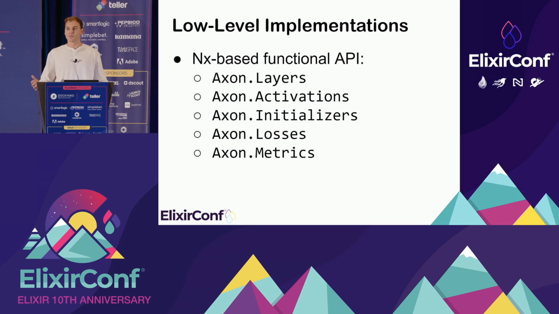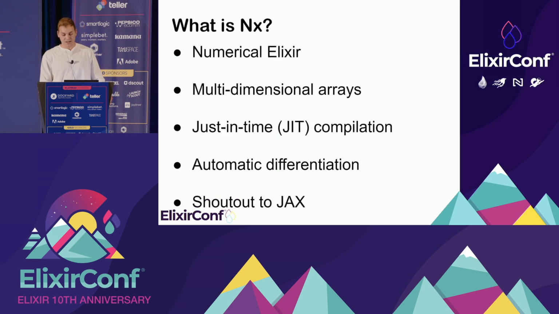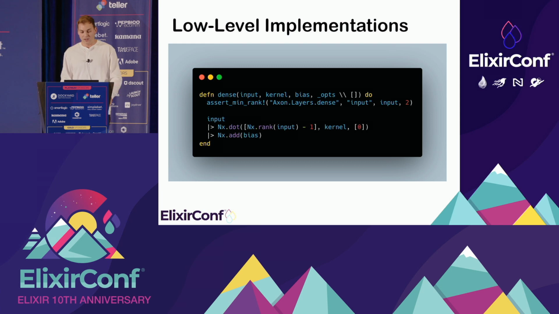If you're familiar with a framework like PyTorch and TensorFlow, they have to rely on a very fragmented C++ and Python mixed code base. And the low-level implementations would be equivalent to what you would find as the C++ implementations in a framework like PyTorch or TensorFlow. Because of how Nx is designed, we don't actually need to worry about that. So we can implement everything entirely in Elixir, as you see here.